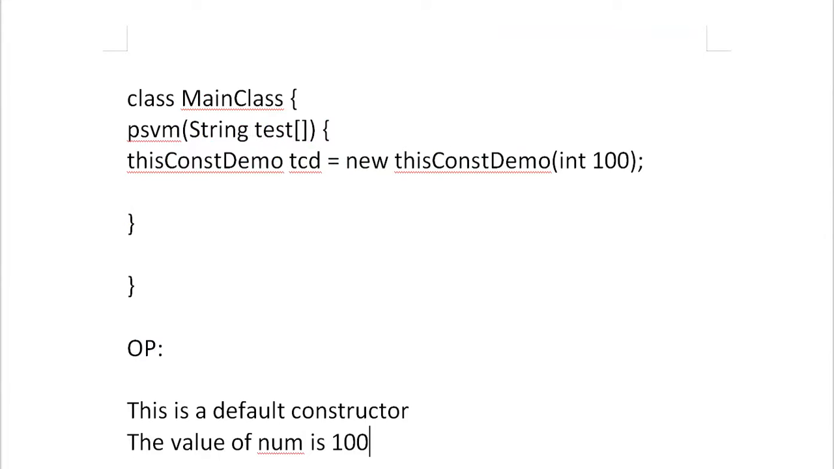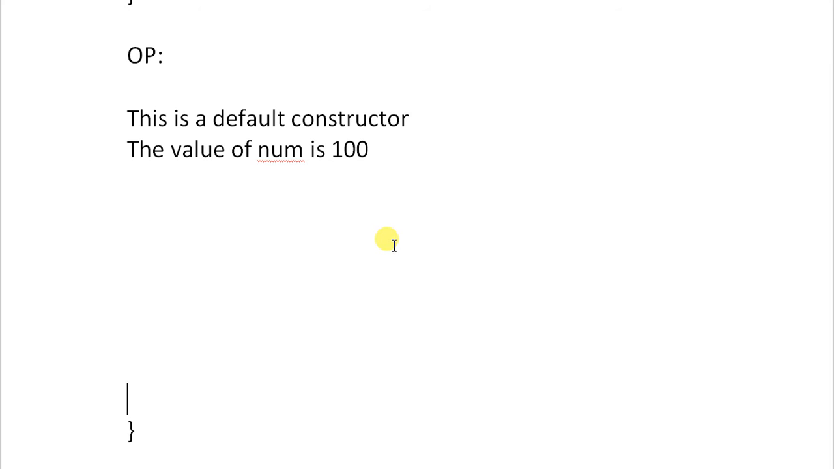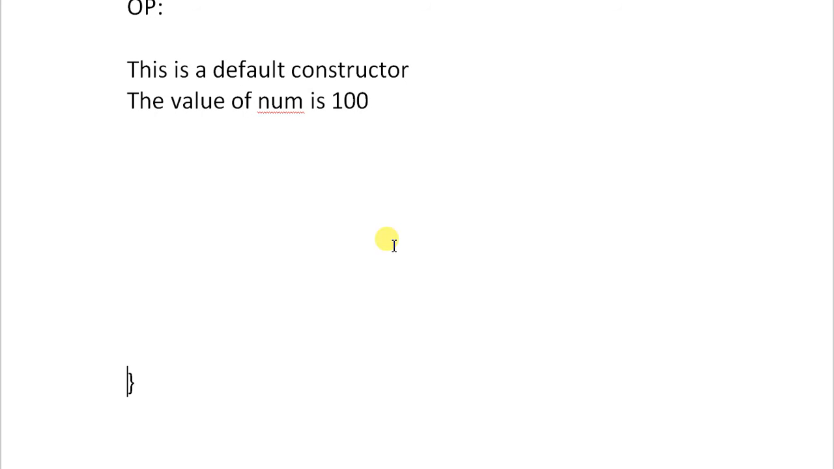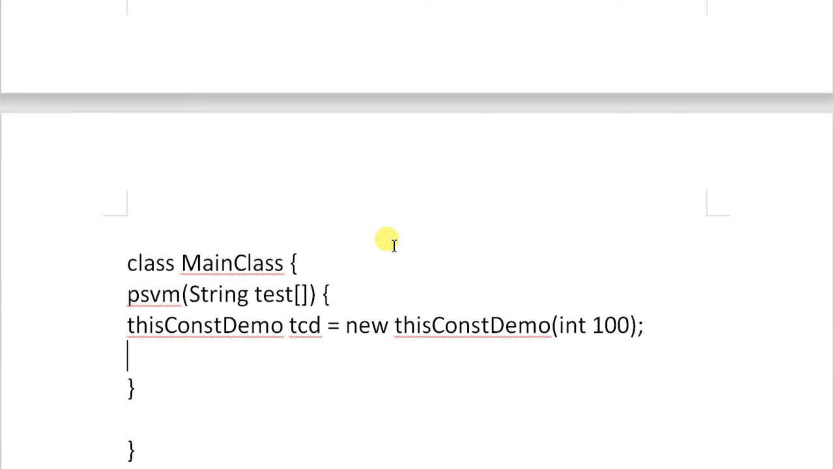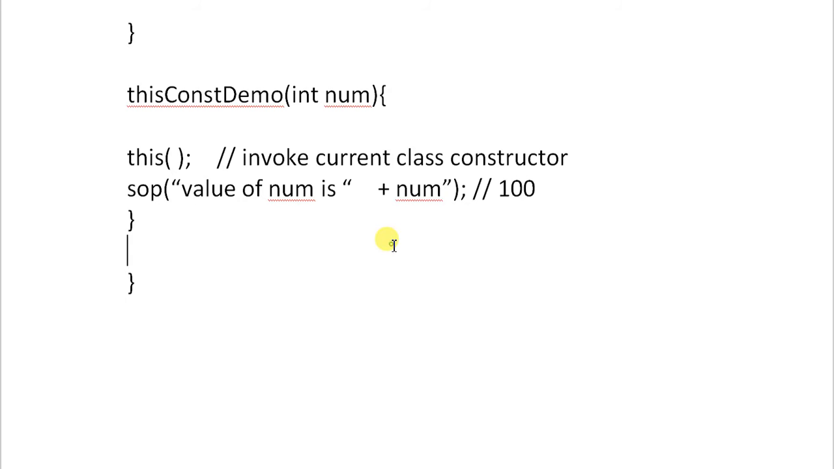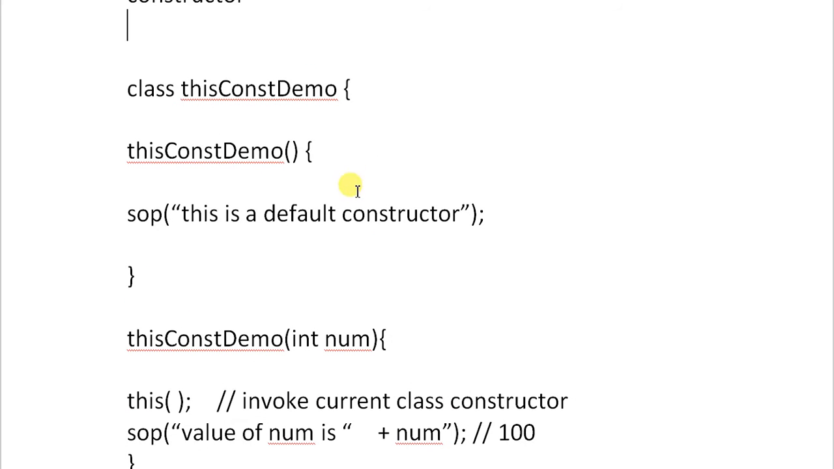If you want to go back to the documentation and understand, this is the first scenario we discussed. If we want to invoke a parameterized constructor from the default constructor, how will it be? Let's say this is the default constructor. What is the default constructor over here? The default constructor is class this const demo, sorry, this const demo. This is the default constructor.